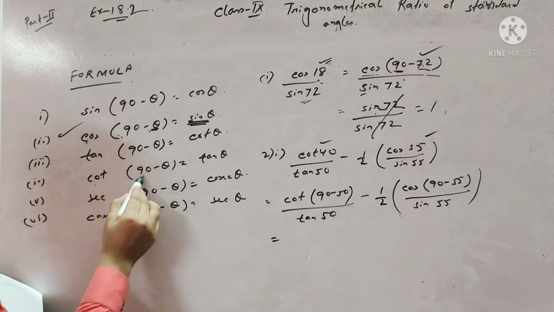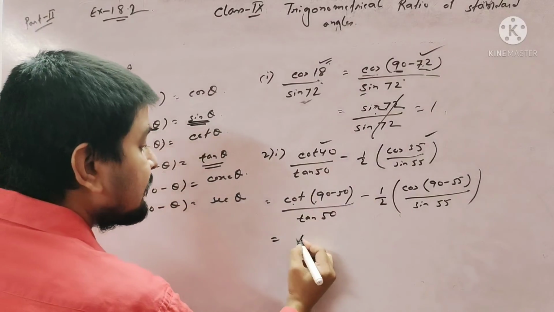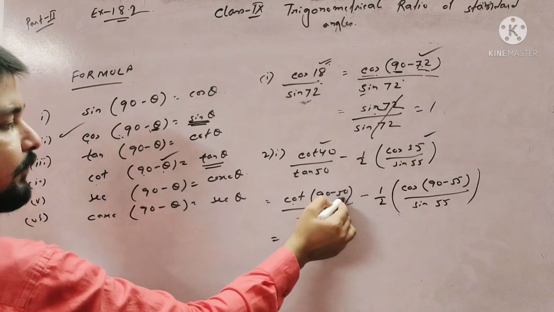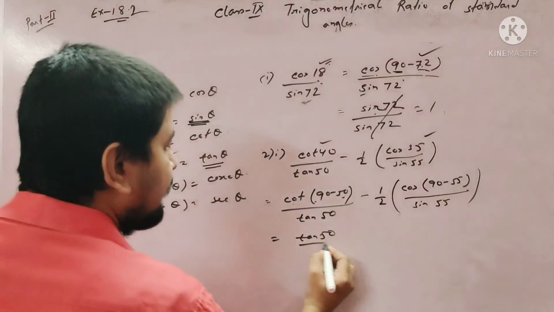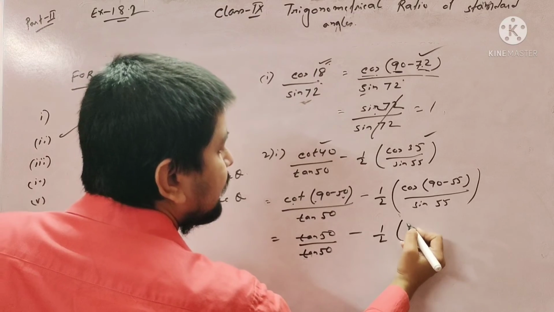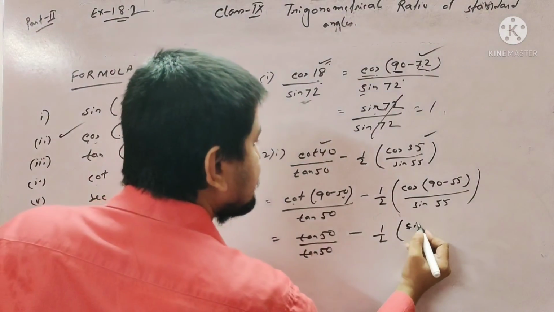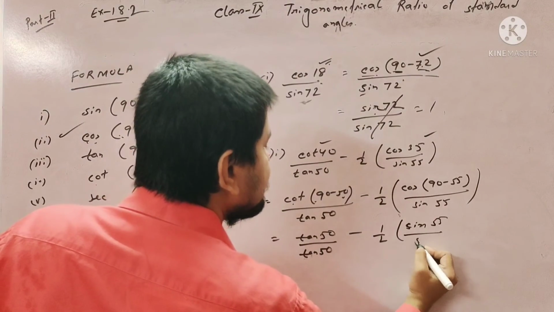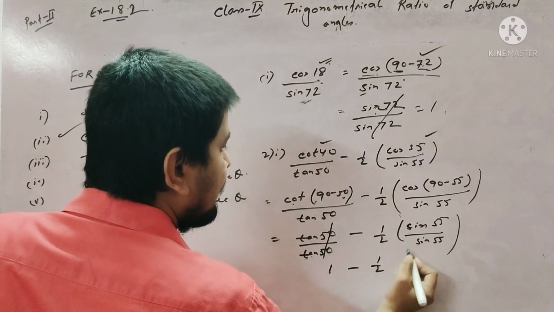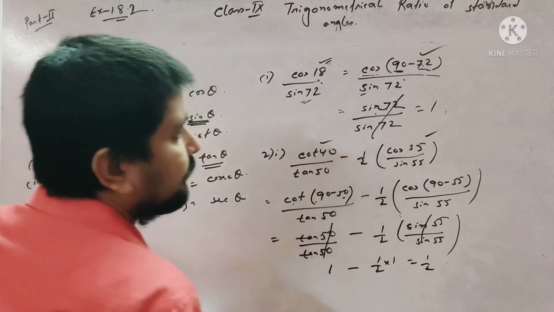You see, cot 90 minus theta is tan theta. So cot 90 minus 50 is tan 50, where theta is 50. Then half, and again cos 90 minus theta is sin theta, that is sin 55, and here is also sin 55. So this cancels, 1 minus half, and 1 minus half is half. Note.